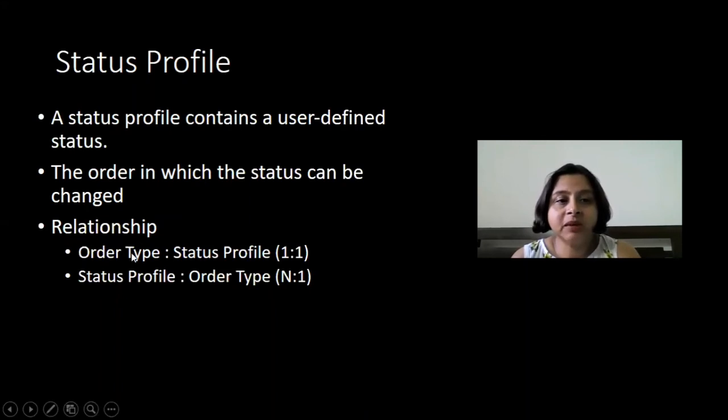Now, the relationship: for a given order type, there is always one status profile, so the relationship is always 1:1. As far as status profile and order type are concerned, it can be n:1, which means a given status profile can be attached to multiple order types if the business requirement is the same.